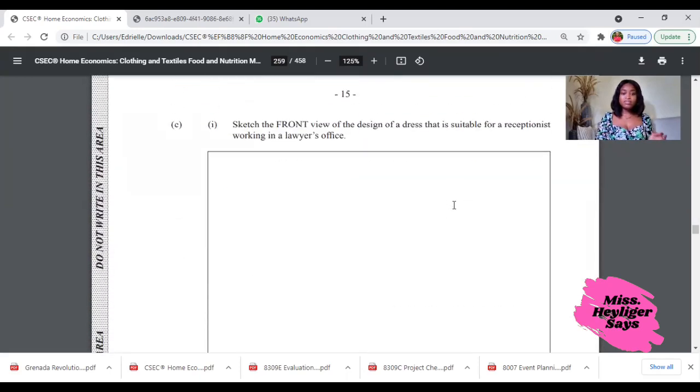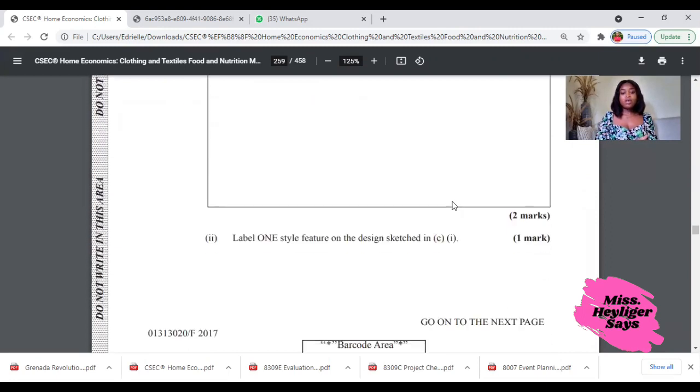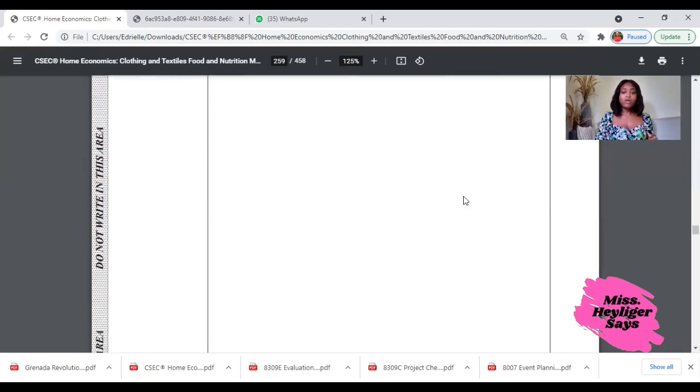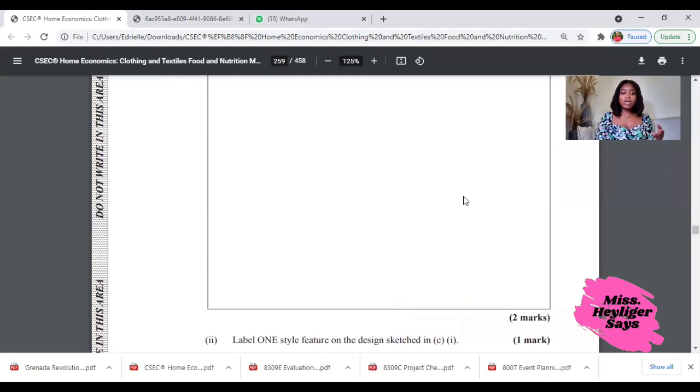Now we're asked to sketch the front view of the design of a dress that is suitable for a receptionist working in a lawyer's office. This, I should draw your attention to two marks, means that you're not going to label and put in the most details into this. You are, however, going to ensure that you have a croquis structure, right, which is like the outline of a female body, or if you're drawing for a male, but in this case, we're drawing for a female, right? So you're going to have the outline of the body, and then you're going to lay your clothing or draw your clothing on that croquis, all right? In drawing, if there are specific details that you want to highlight, you can highlight that as well.